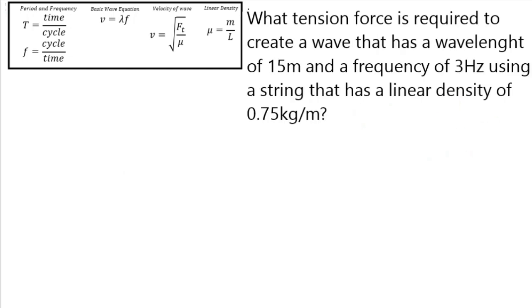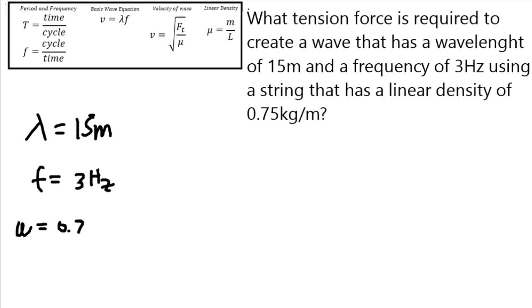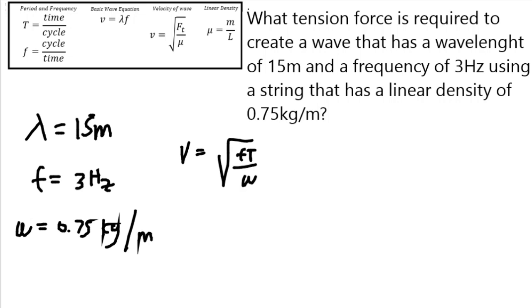What tension force is required to create a wave that has a wavelength of 15 meters and a frequency of 3 Hz using a string that has a linear density of 0.75 kilograms per meter? So let's list down our givens. Our wavelength is 15 meters, our frequency is 3 Hz, and our linear density is 0.75 kilograms per meter. What we're trying to calculate here is the tension force that we need. So how much tension force do we need to be able to produce these things?